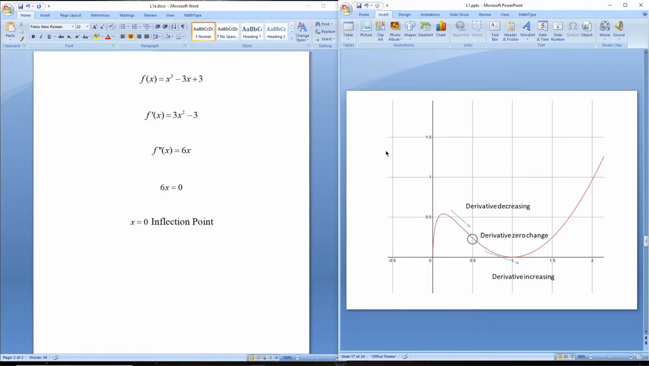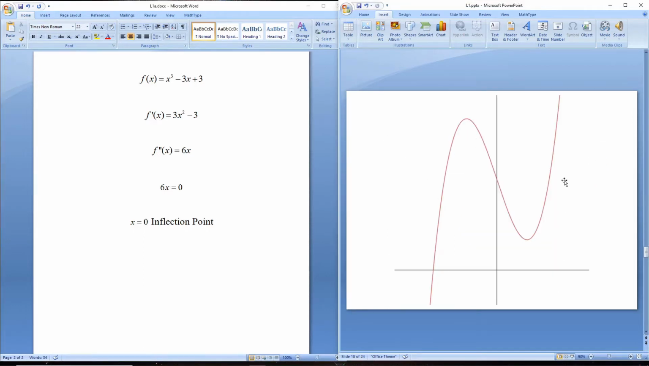So I do have a graph of this. Here it is. Here's the function we're looking at. And you can see from the left, we're concave down. It's all sloping down. And then a change happens right here at x equals 0, and the concavity changes to concave up.